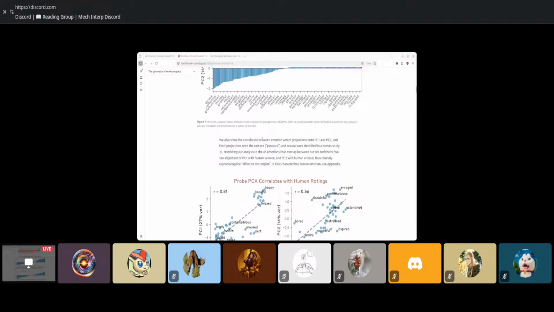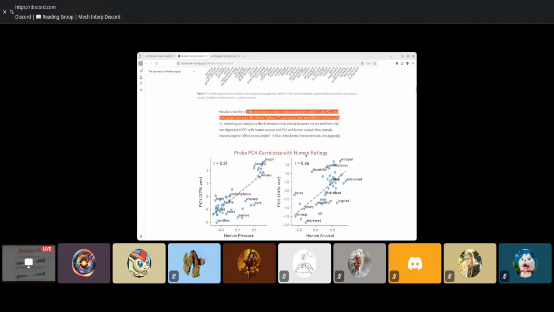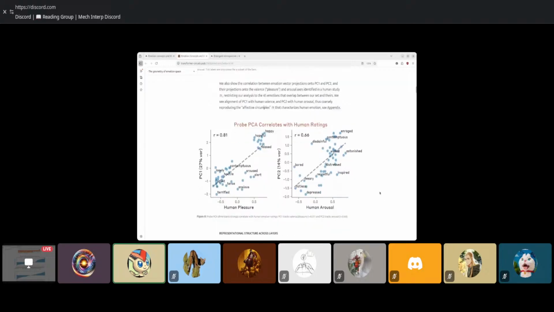Let's just show the correlation between emotion and vector projections. Also, we see alignment of PC1 with human valence, so the human scores represent affective dimensions. So there is some research on humans that gets similar stuff.